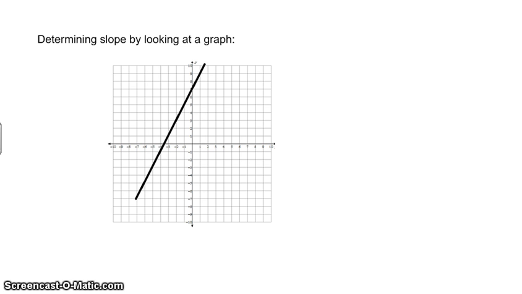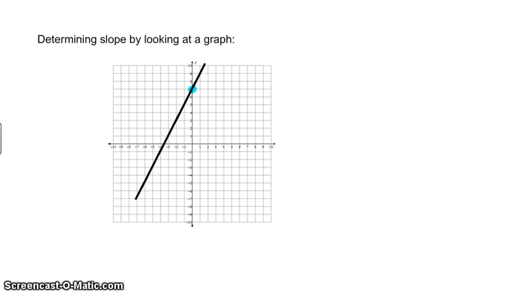Okay, so I've got this line on this coordinate plane, and I want to find the slope. The first thing you want to do is look for good, solid points. A good point to find is always on the y-axis. If I look at this point right there, that's a good point. It crosses where two boxes meet.